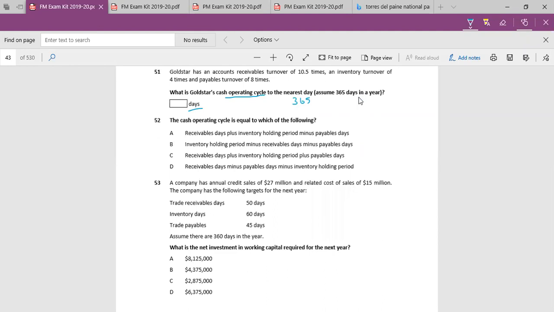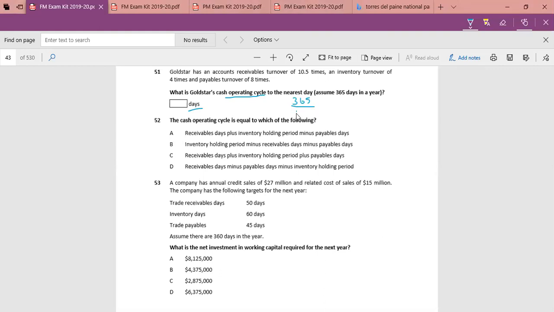So if it is given as number of times, and the answer is in terms of number of days, first we need to convert all these variables into the number of days. So receivables is 10.5 times, should be converted into receivable days. Then inventory also is given as 4 times, should be converted as inventory days. And then payables will also have to be converted into number of days. The way in which we convert it into number of days will be 365 divided by the turnover ratio.